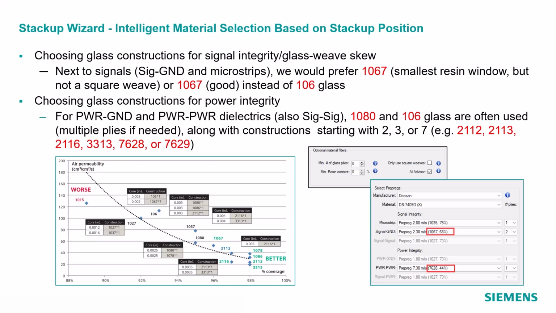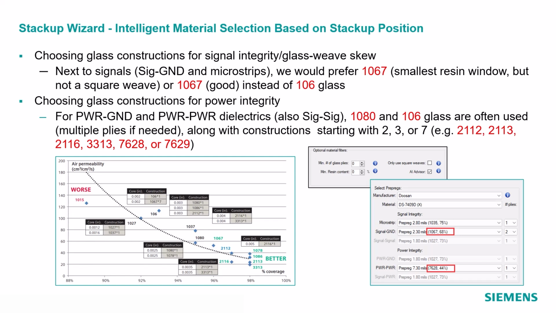To help mitigate glass weave skew for signal integrity, the advisor will select dense glass weaves over open weave constructions. It will also suggest multiple glass plies adjacent to the signal layers to help minimize decay discontinuities across the signal path. For example, on the signal layer next to a ground layer, a 1067 glass with a small resin window would be preferred over a 106 glass style.